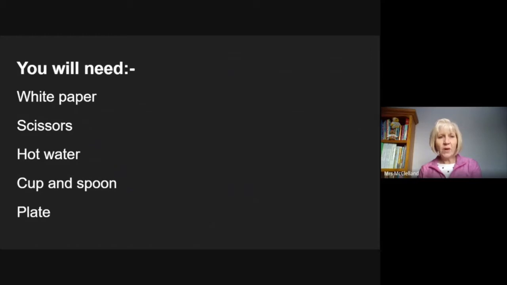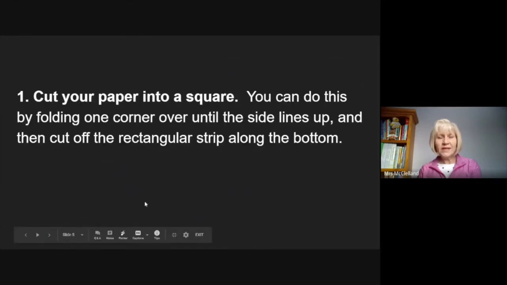Later, you'll need some hot water, a cup and a spoon, and a plate. Sounds like we're going to be baking, but you're not. You're not going to be eating anything this time. So stop the video so you can get yourself organised and then come back and we can follow through the steps to show you what you need to do. Are you all organised now?